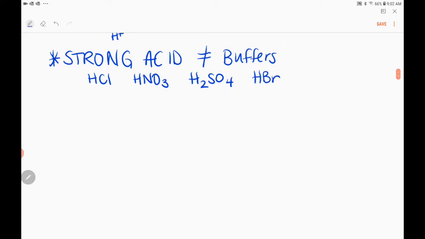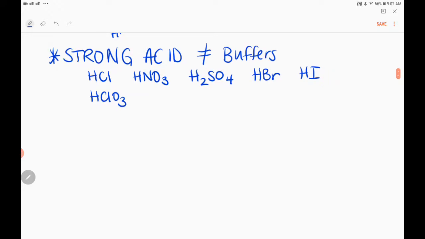There's some more: HBr, HI, HClO3, that's chloric acid, and perchloric acid, HClO4, because we got those polyatomic ions there. I think that's pretty much everybody. You're going to notice that there's Cl, there's Br, and there's I. Those are group 7 elements, but what we're not going to see on here is HF. That's because HF is weak.